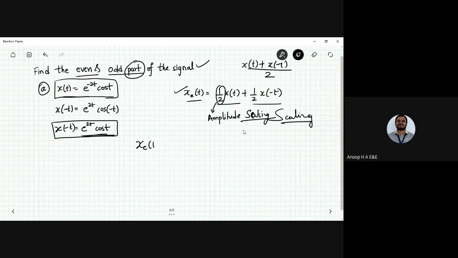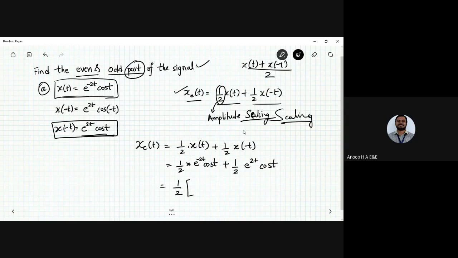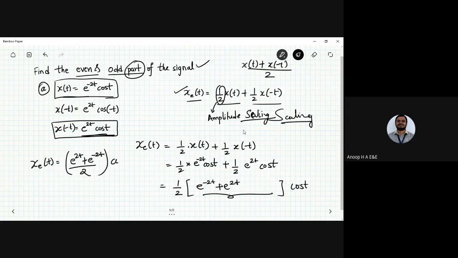Now the even component of a signal is half into x of t plus half into x of minus t. Half into x of t is e power minus 2t into cos t, plus half into e power 2t into cos t. Let me take half as common, with cos t as the outer factor, that is e power minus 2t plus e power 2t. So the even component of the signal is e power 2t plus e power minus 2t divided by 2, multiplied with cos t.